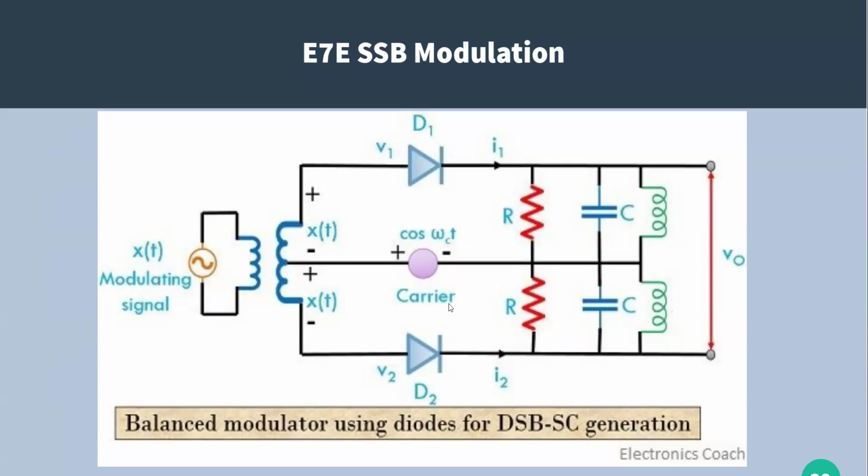This is a circuit of a typical balanced modulator. This is done with a couple of diodes. You feed in the modulating signal in here and the carrier there, and it does a kind of multiplication, but because it's balanced on both sides, it cancels out the carrier and the baseband.